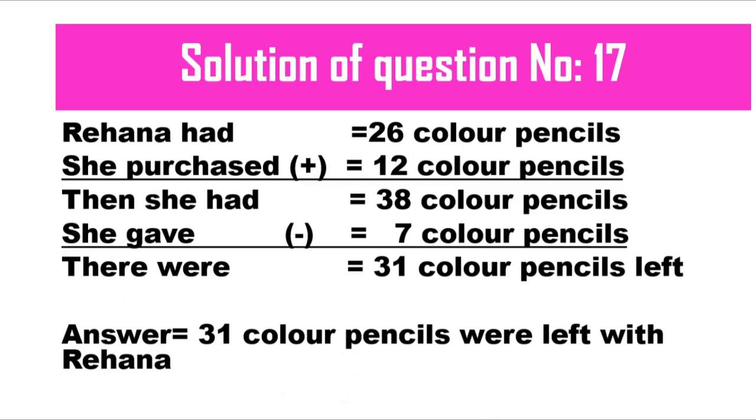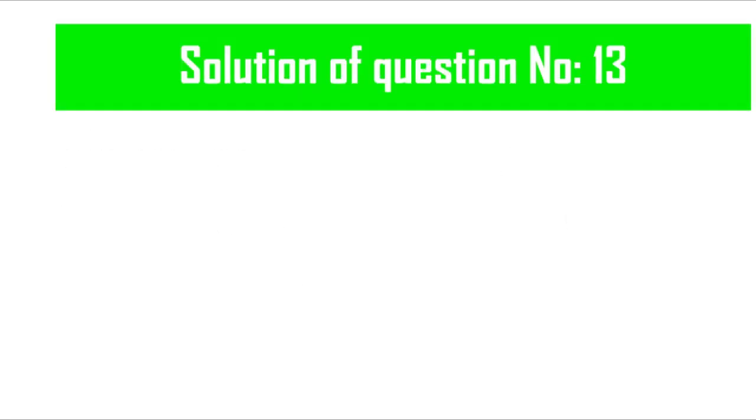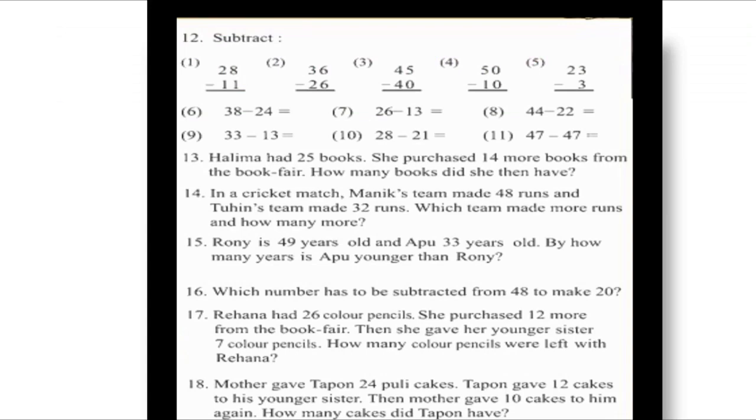Dear students, I hope you all were able to understand the solution of question number 17. Now I will try to solve question number 18, but before that let's go to the page and try to see what the question of question number 18 was. So let's go to the page. Dear students, you can see that in question number 18 the author writes that mother gave Topon 24 pulley cakes. Topon gave 12 cakes to his younger sister.